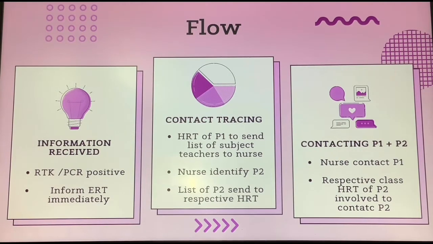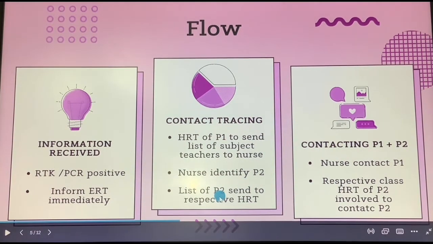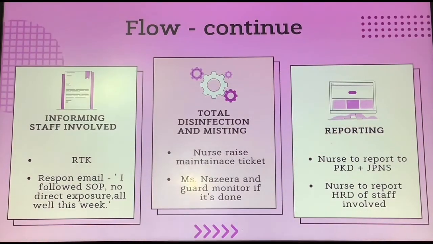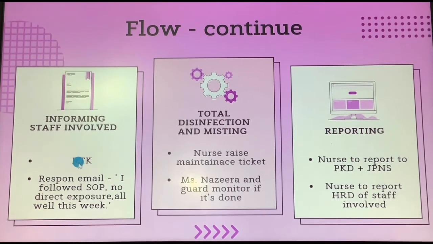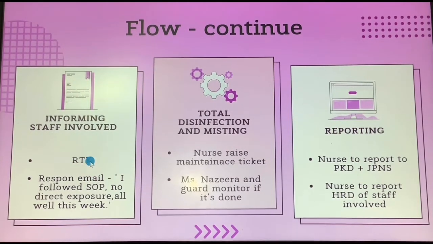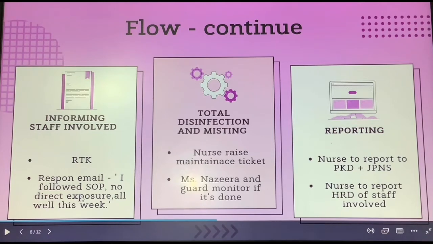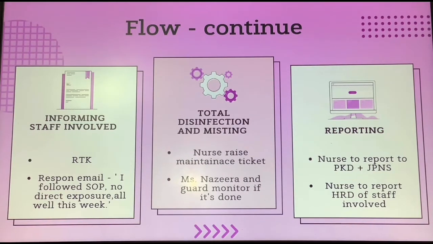In the contact tracing list, the HRT needs to send the list of the P1's subject teachers. So this is the list. Once the list of teachers is in, we inform the teachers and also the staff. When informing, we make sure the teachers and staff do RTK and respond to the email, stating whether they are following SOP, had no direct exposure, and whether all is well during the week. So if, say, 10 teachers are identified as subject teachers of the particular student in 2 Edison, then the teachers will need to do RTK and also respond to the email. The nurse will send out the email.